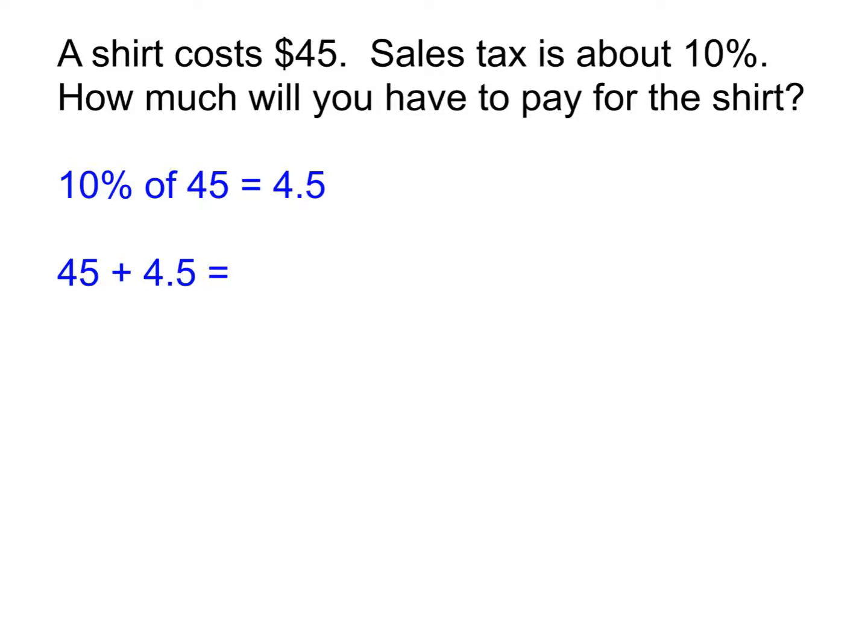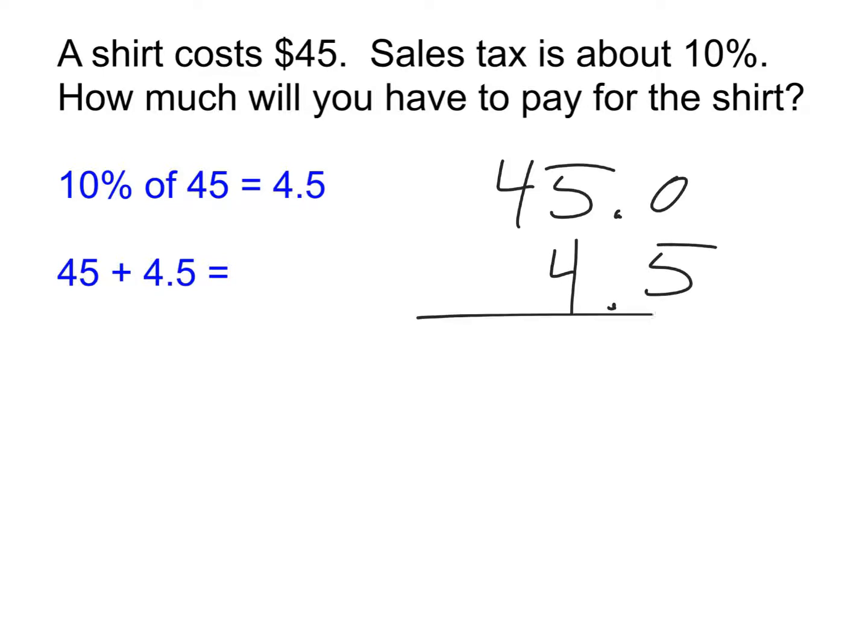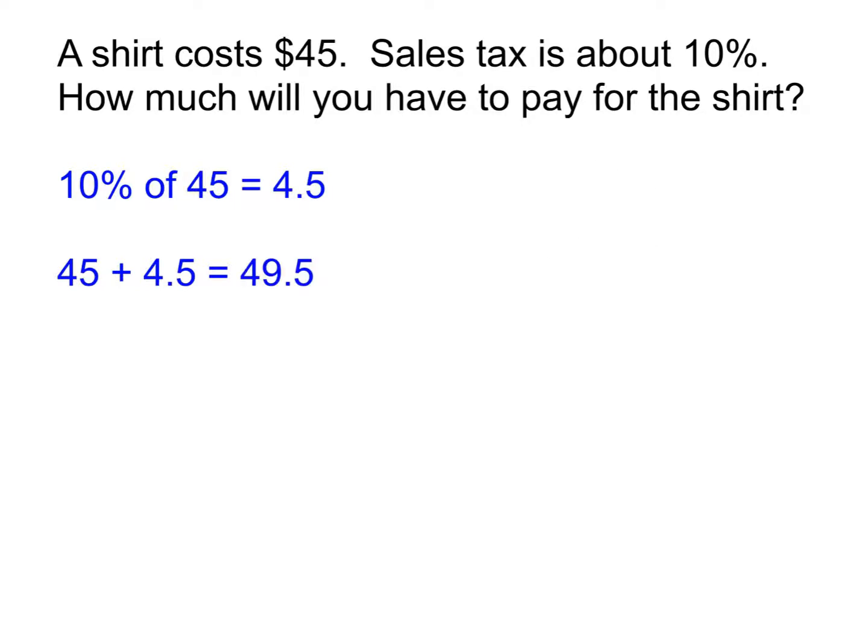Now, if you have trouble doing that, the easiest way to visualize it is to line up the numbers so that their decimals are straight above each other. And then you can just add them straight down. So 0 plus 5 is 5. The decimal stays in the same position. 5 plus 4 is 9. And then the 4 plus nothing is 4. And so it gives us 49.5.